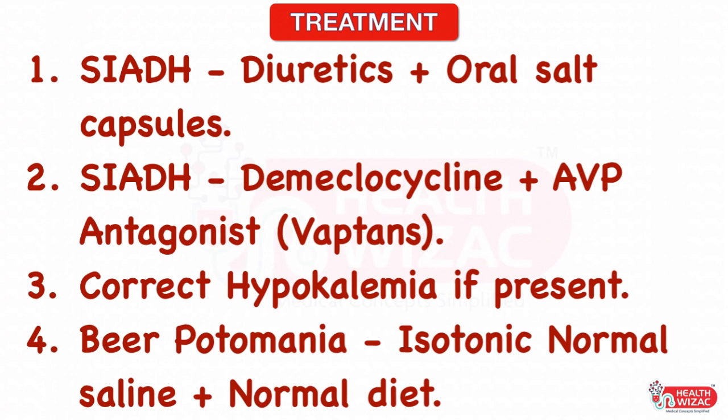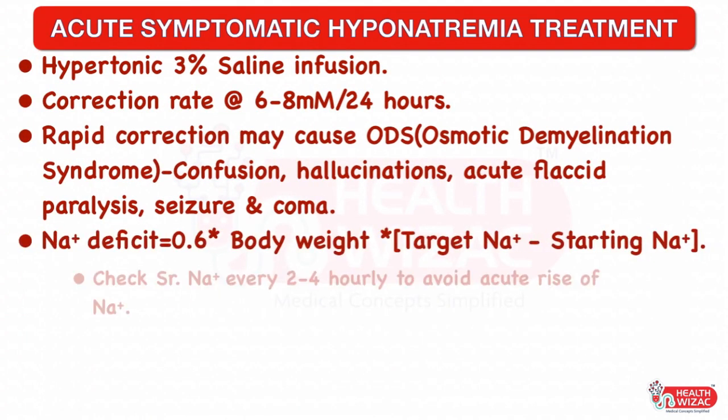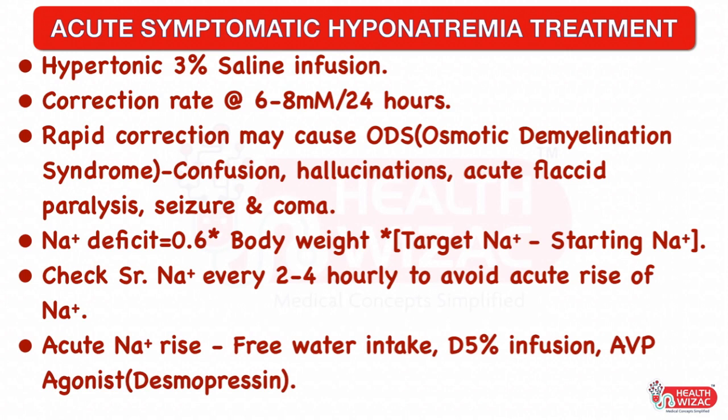In clinical scenarios of hypokalemia, it should be corrected aggressively, as treating hypokalemia also corrects the hyponatremia. In patients with beer potomania, treatment should be done with isotonic normal saline solutions along with normal diet. Patients with acute symptomatic hyponatremia should be treated with hypertonic 3% normal saline infusion.